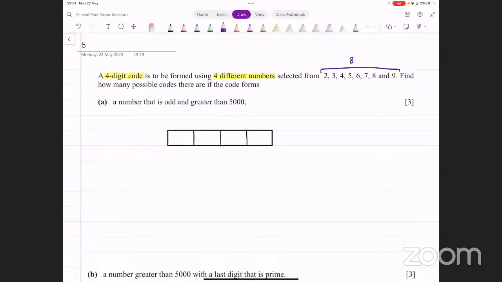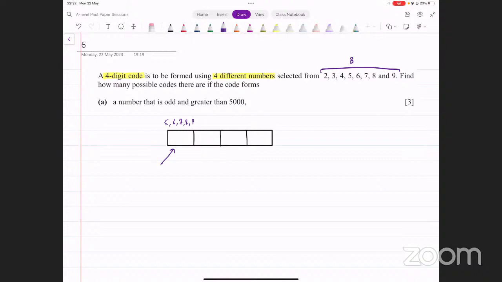The condition, another condition that we have, is that the number has to be odd and greater than 5,000. Greater than 5,000 का मतलब क्या हुआ? ये जो first number है ना, जो first box है, इसके अंदर आप क्या input कर सकते हो? 2, 3 और 4 नहीं input कर सकते. 5, 6, 7, 8, 9 इनमें से आप कुछ भी input कर सकते हो. ठीक है? So you can have 5 here, 6, 7, 8, 9. इनमें से आप कुछ भी input कर सकते हो. There are 5 possible options for this first box.